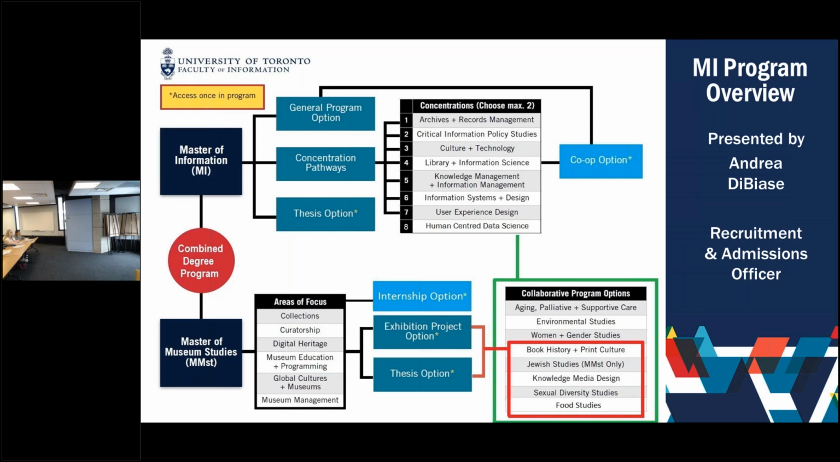With any of the pathways, students are able to take up to 4 courses outside of the Faculty of Information. So if there's another department at U of T that you're interested in taking courses with, at the graduate level, you are able to take courses with them as well as part of your degree.